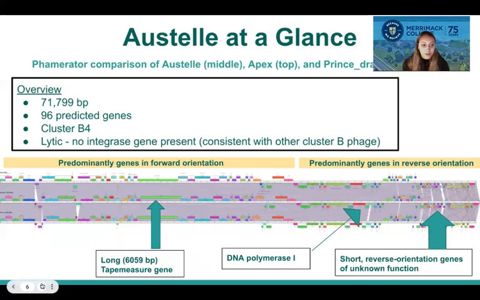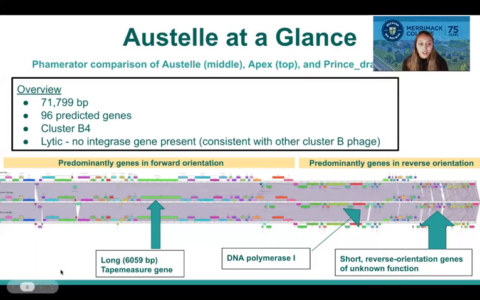The proximal half of the genome is mainly comprised of genes in the forward orientation. The distal half of the genome alternates between segments of forward orientation and reverse orientation genes, with the distal portion of the genome comprised of short genes in reverse orientation with no known function. Other features consistent with cluster B genomic organization are a long tape measure gene, GP26, and the presence of the gene encoding DNA polymerase I in GP54.